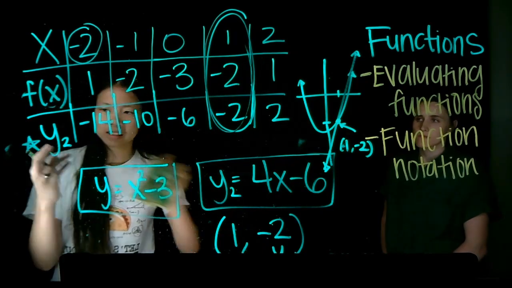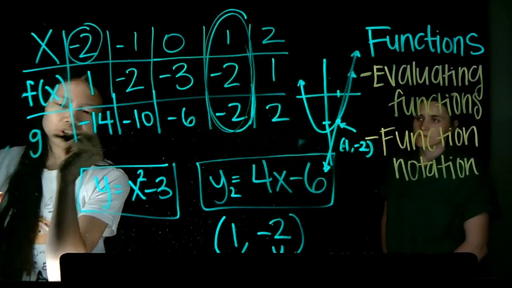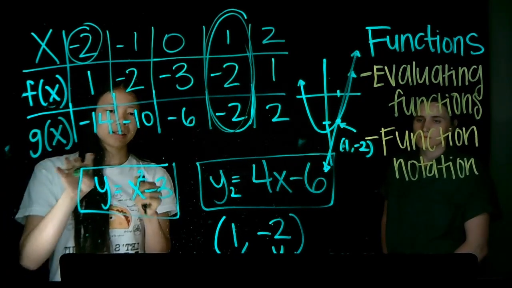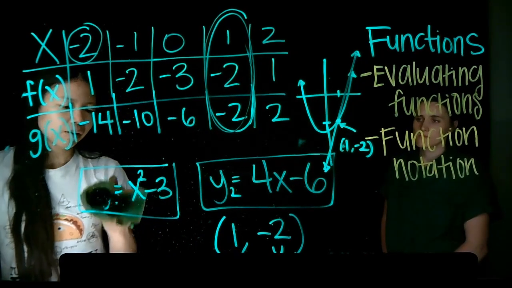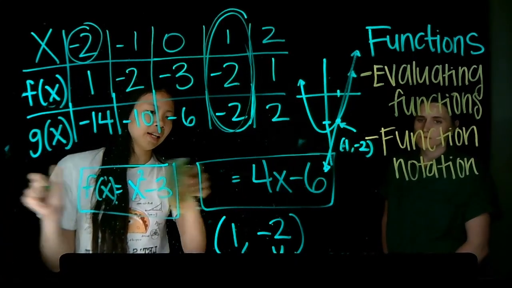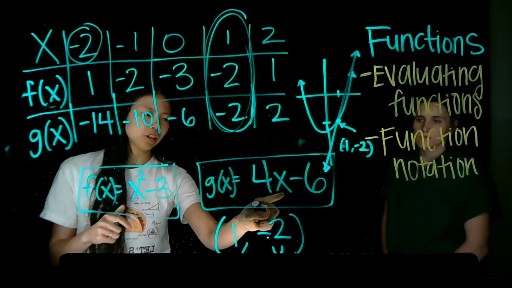If I have another one, like in this case y2, a different function, usually we opt for g, but it's just whatever letter. G of x tells me this is a different function of x. So instead of y's, now I can call them f of x and g of x. This is just a way to rewrite functions as a function of x.